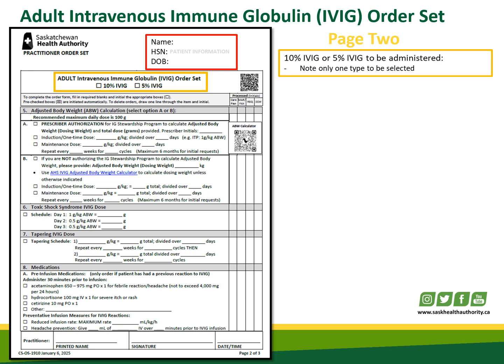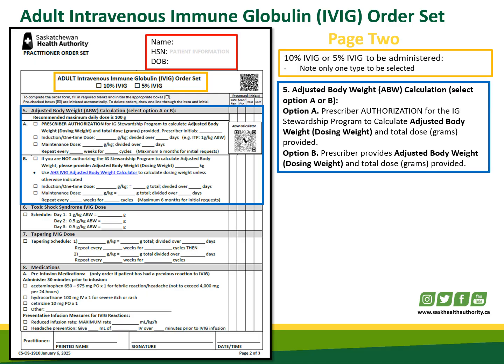All right, on to page 2. It is the same at the beginning in terms of needing that name, HSN, and date of birth. And then the physician should indicate again here whether they want 10 or 5%. Box 5 is used to calculate the actual dose. This is based on the patient's adjusted body weight, which we will calculate using the adjusted body weight calculator. There are 2 options in this section, and we'll discuss the actual adjusted body weight calculator and these 2 options over the next few slides.